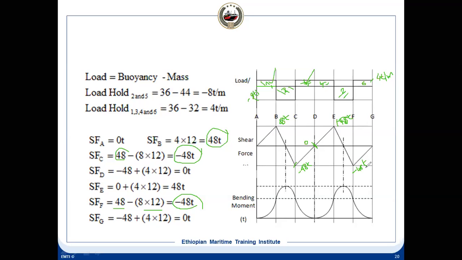And then this is minus 48. What is this? This is 48, because these are all the same. And minus 48 plus 48 becomes 0. It means your calculation is correct. If you don't get 0, it means there is some mistake in your calculation.